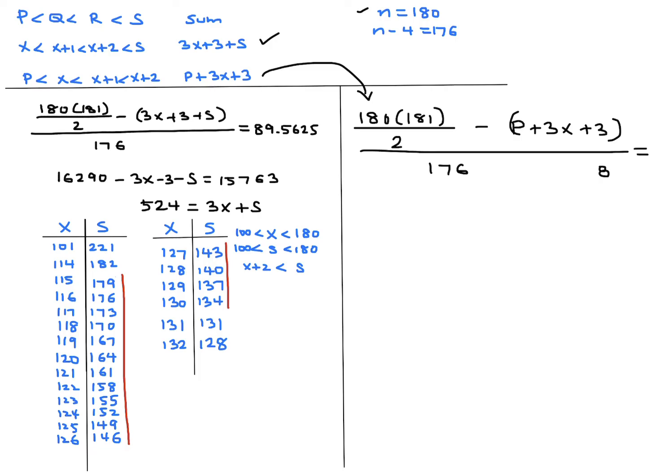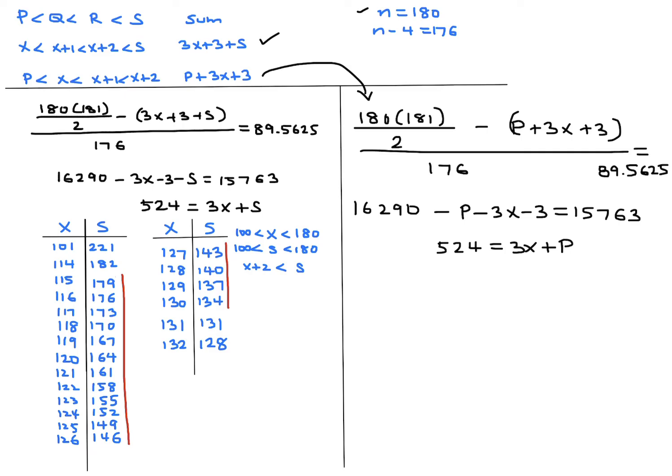89.5625. So the numbers are very similar, almost identical here. It would be minus p minus 3x minus 3, and if you cross multiply, the same number, 15763. And then it's the same kind of story, I believe. 524 is equal to 3x plus p.